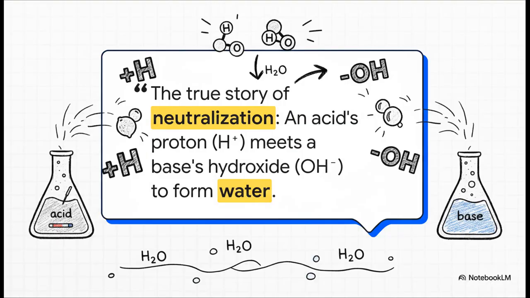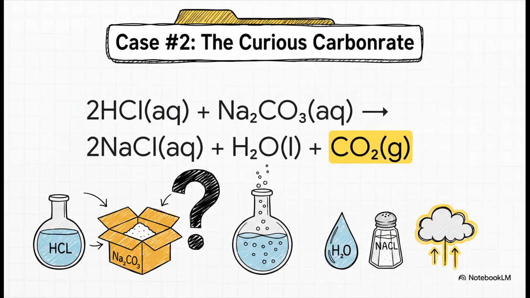So this is the main takeaway from our investigation. For pretty much any reaction between a strong acid and a strong base, this is the true story. The spectator ions might be different. Maybe it's potassium instead of sodium. But the main event, it's always the same. A hydrogen ion meets a hydroxide ion, and they form water. All right, you cracked your first case.